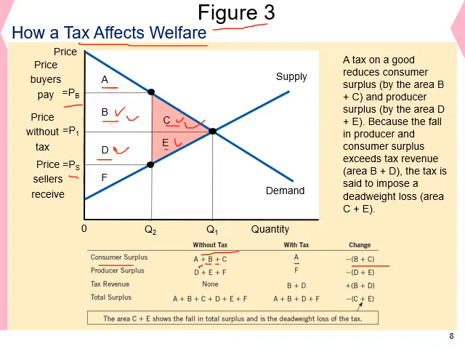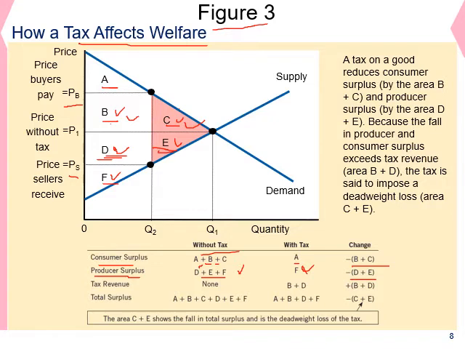In the case of producer surplus, before taxes, the producer surplus equals area D plus E plus F. With taxes, the producer surplus is only area F, and the loss is area D plus E.